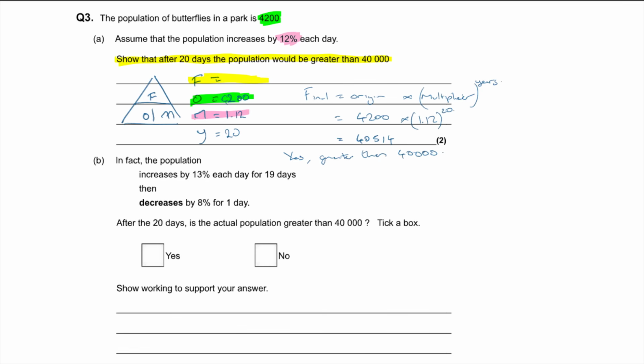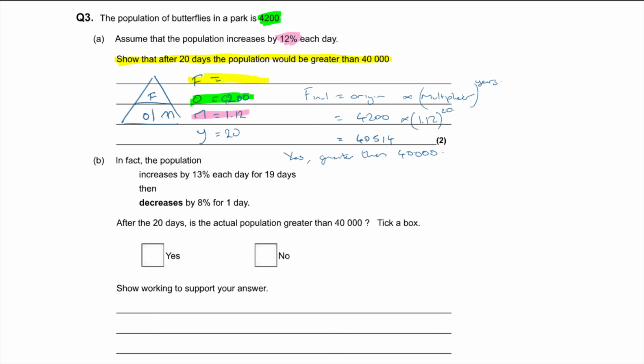So yes, again, that is greater than 40,000. Okay. And then it says, in fact, the population increases by 13% each day for 19 days, then decreases by 8% for 1 day. After the 20 days, is the actual population greater than 40,000? Tick a box. Show working to support your answer.